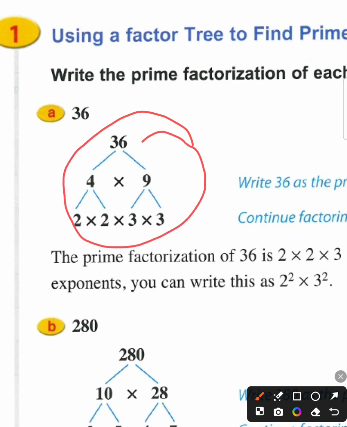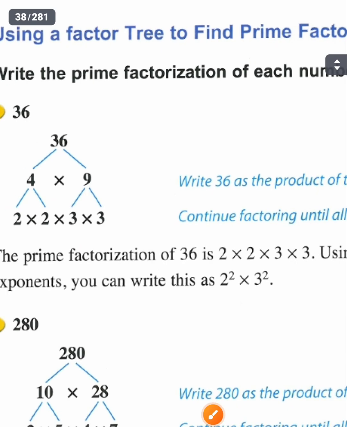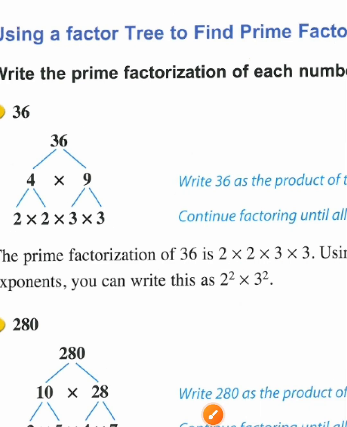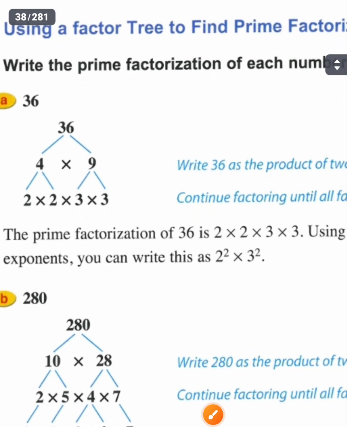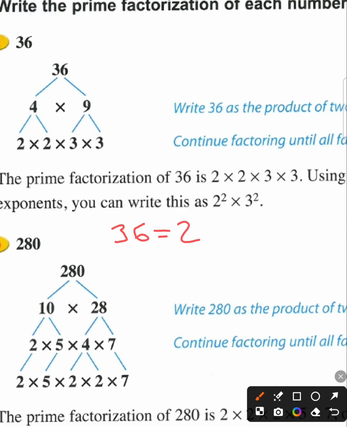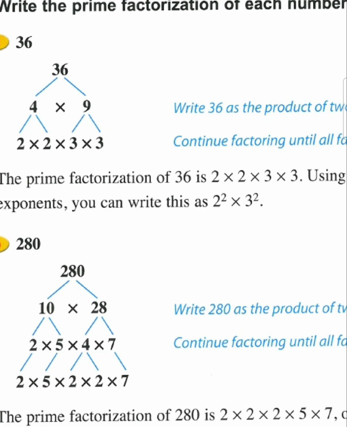So you see you are at the end, and the prime factorization of the number 36 we will write in this form. You can write this as 2 times 2 times 3 times 3, but you must write it using exponents. I will show you: 36 is 2 to the power of 2 times 3 to the power of 2. So that was a factor tree.